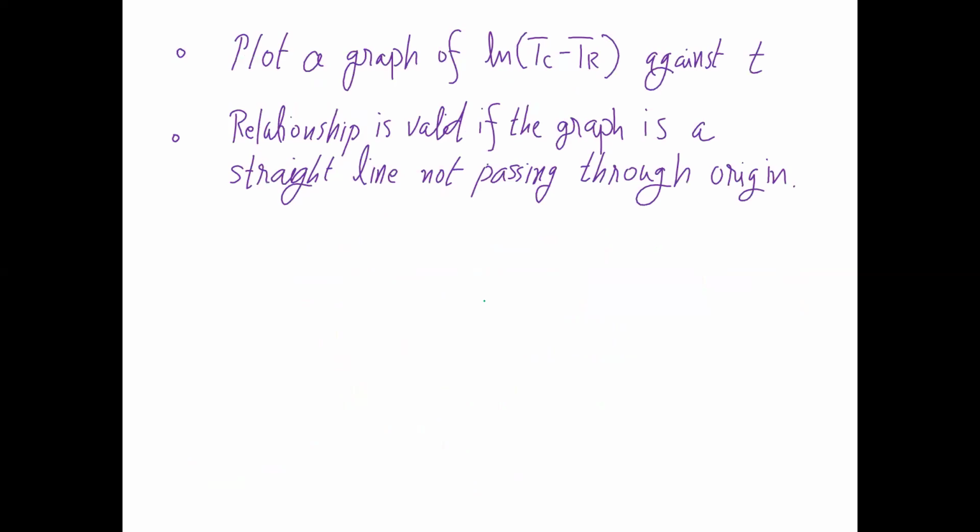Relationship is valid if the graph is a straight line, but as c is not zero, the graph should not be passing through the origin. You have to copy this also. This is a formal sentence that is always there.